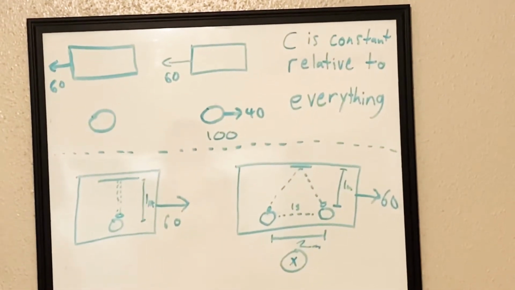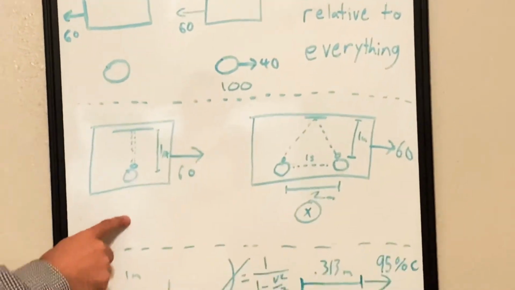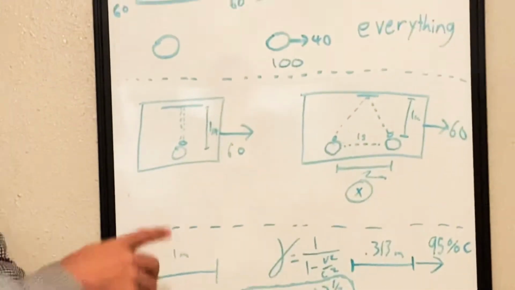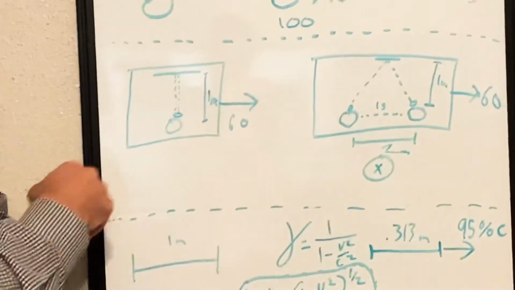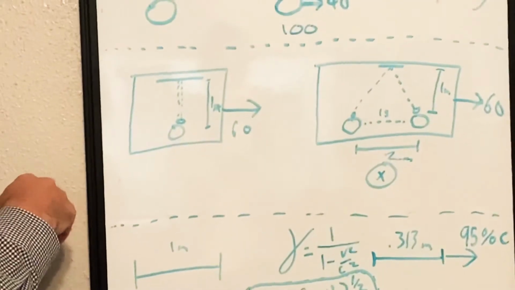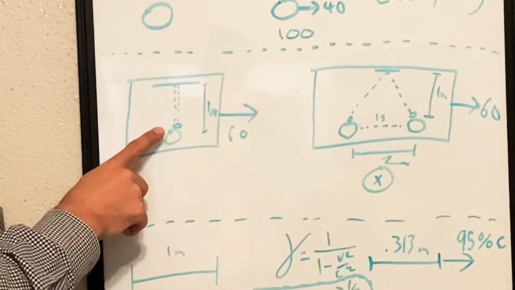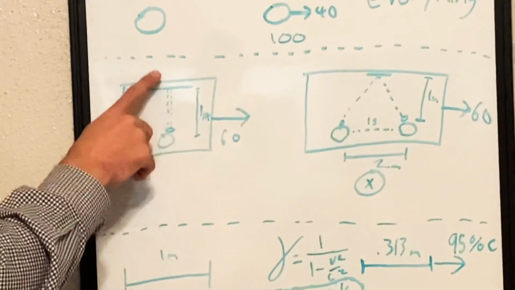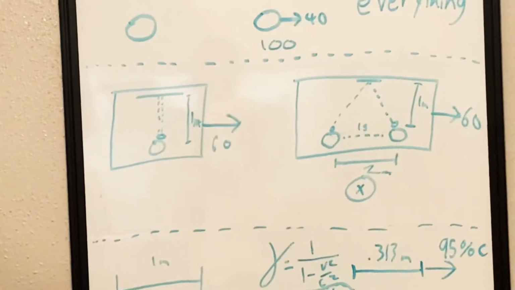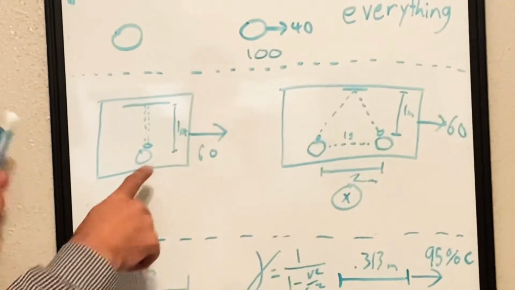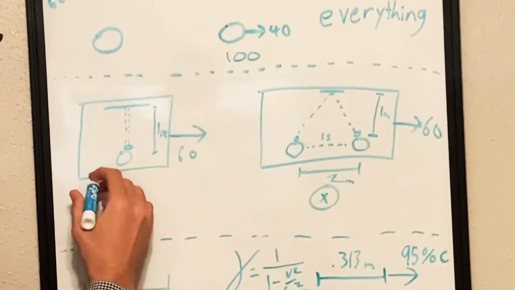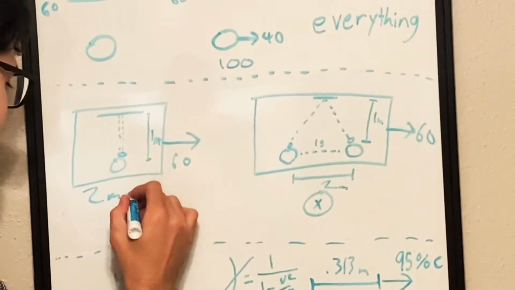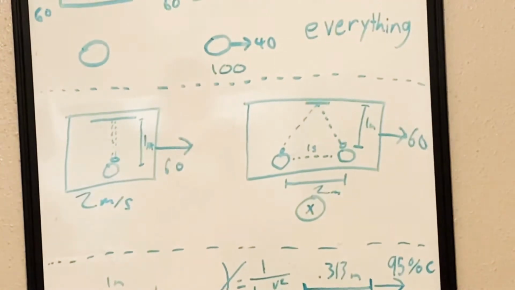Now, why is this important? Well, if we come down here, let's say we have a man on a boxcar and he is going in this direction at 60 miles per hour. And what he does is he has a ball in his hand and he throws the ball at the wall and back. And it takes 1 second. That means this ball has moved 2 meters in 1 second. So it's moving at 2 meters per second relative to him.